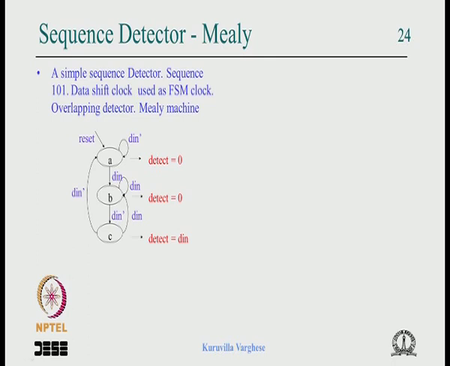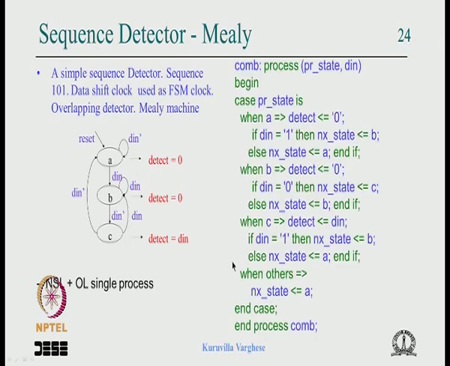So let us look at this kind of coding, and we are going to code the next state logic and output logic together in one process. So that is in one process. So we write a label, a process, present state and D in, and when we say case present state is when A, we say detect is 0. If D in is 1, next state is B, else that means it is 0, the next state is A, end if.